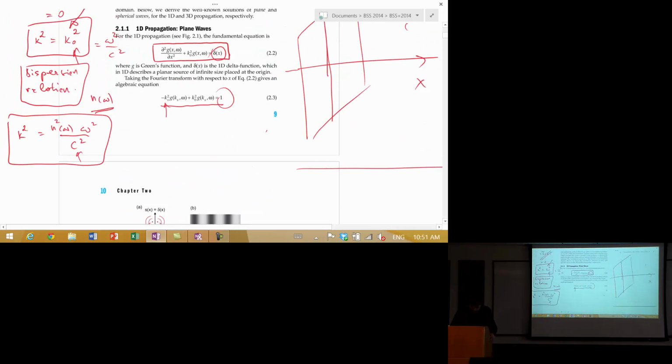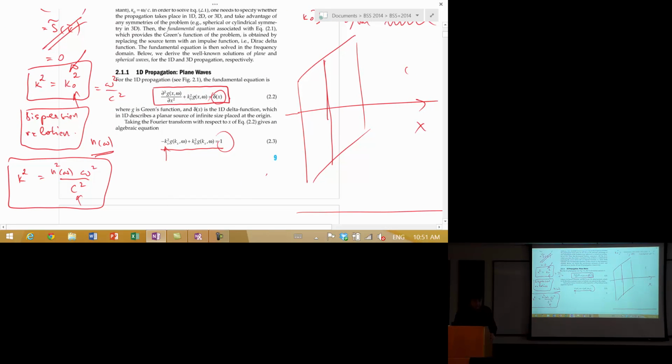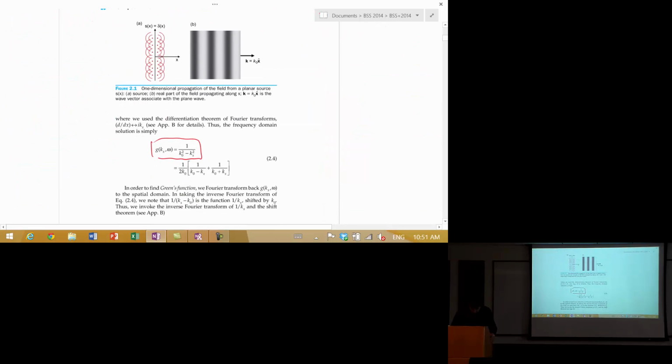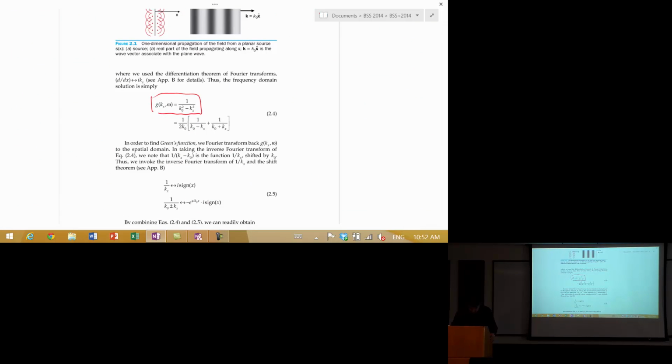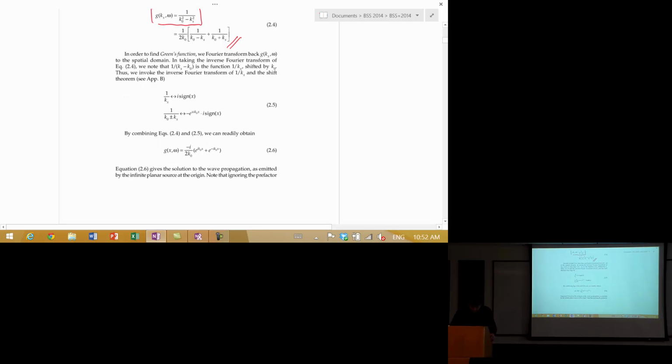So you notice you go from a differential equation that looks like this, in the Fourier domain, to an algebraic equation. The solution is this. The Green's function in the frequency domain, kx and omega, looks like this. And now there is a trick that we can employ. We break this denominator into two terms, k naught plus kx and k naught minus kx. And what's the meaning of that?